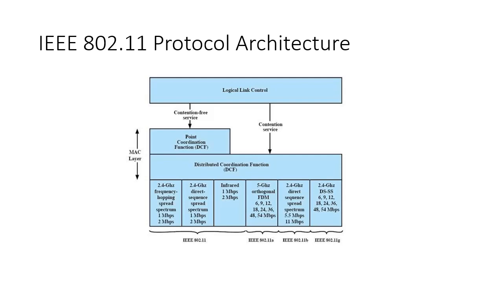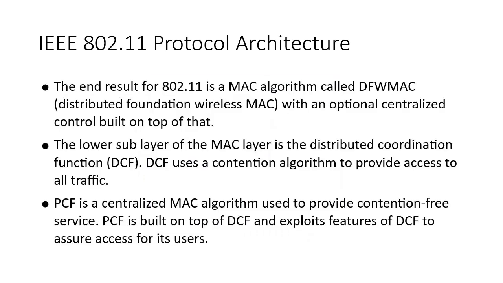The point coordination function is a centralized MAC algorithm used to provide contention-free service. PCF is built on top of DCF and exploits features of DCF to assure access for its users. As I have mentioned, DCF or contention service is good for ad hoc networks. PCF, on the other hand, is good for wireless LANs connected to a backbone.